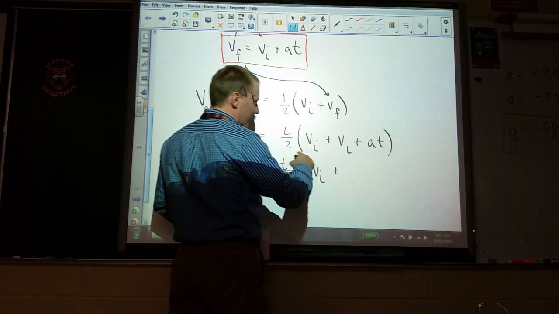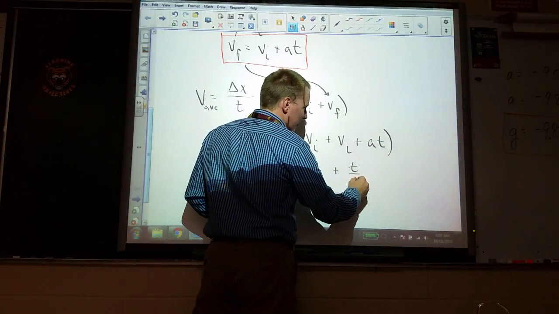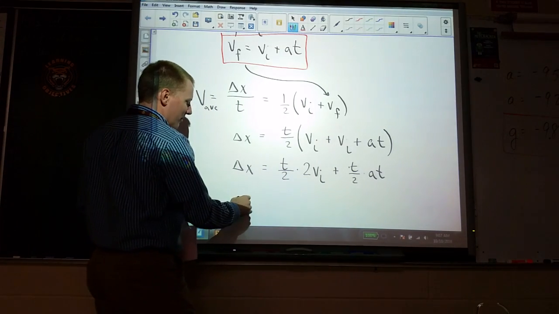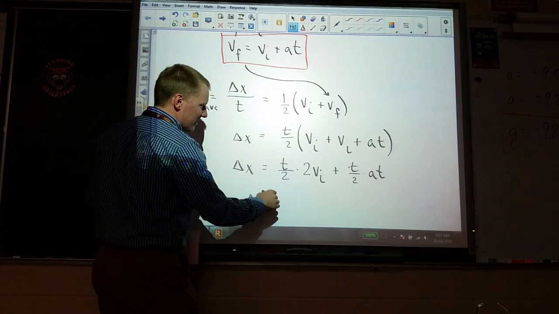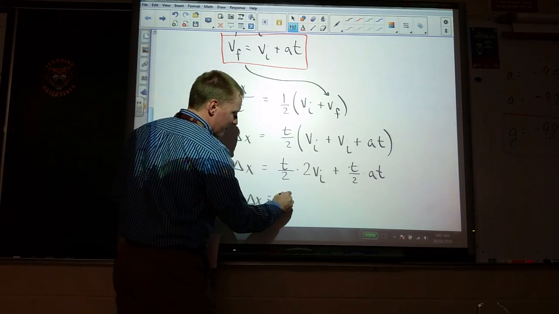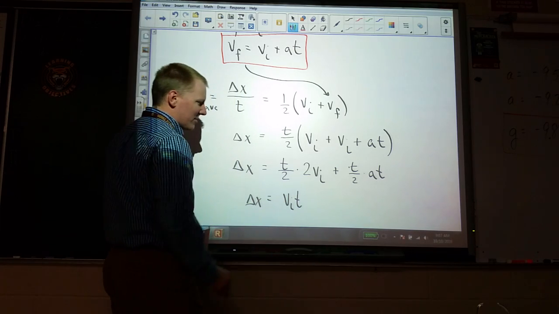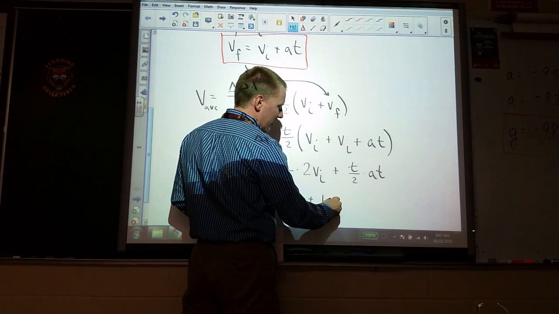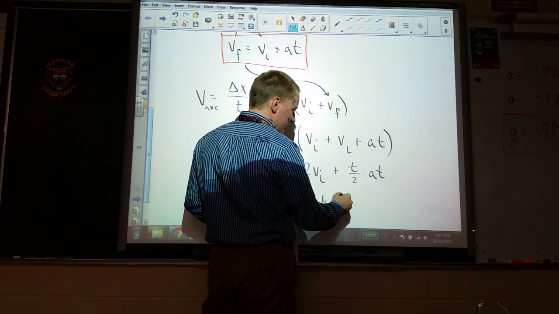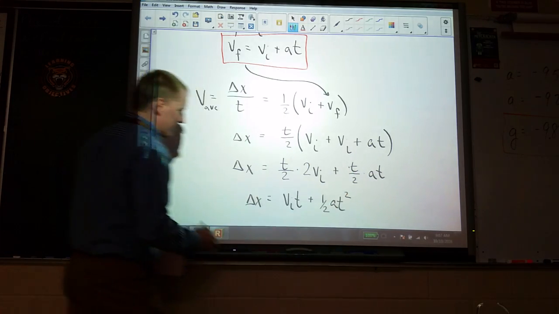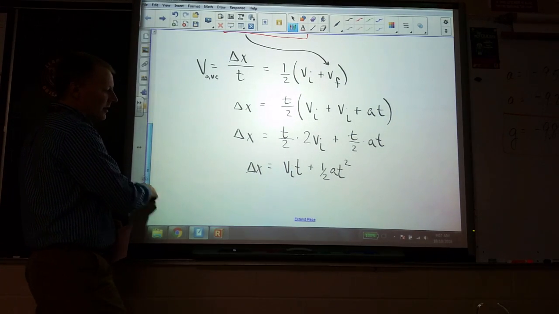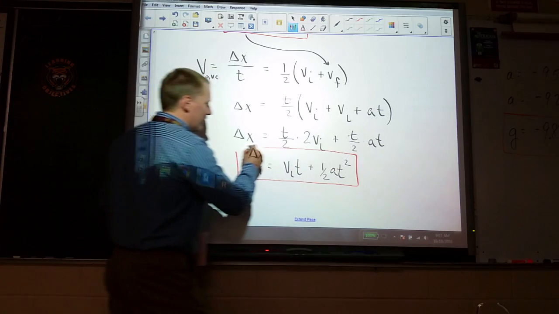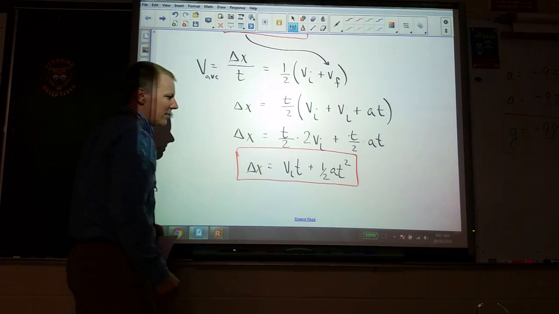And then we have the t over 2 times the second term, a times t, and one last step, delta x is equal to, the 2's cancel, of course, the initial velocity times t, plus, I'm just going to take the 1/2 out, a out, but we have a t times a t, that becomes t squared. So this one's really useful if we want to figure out how far is something going to go.